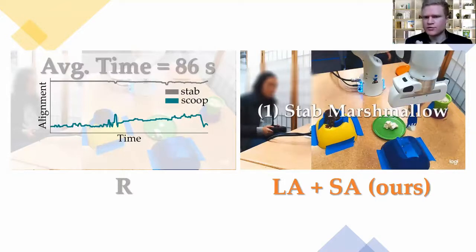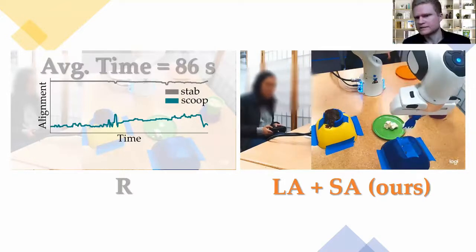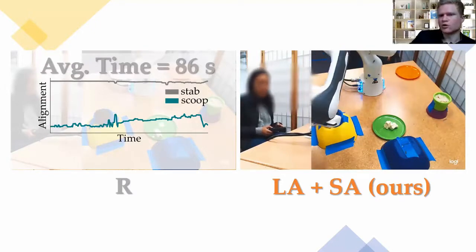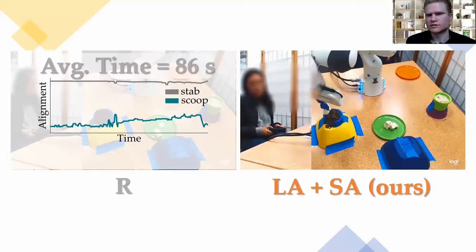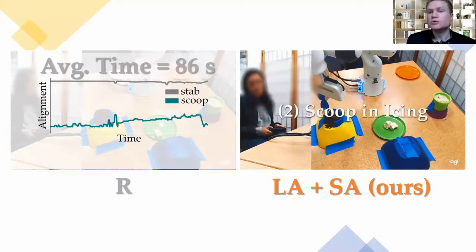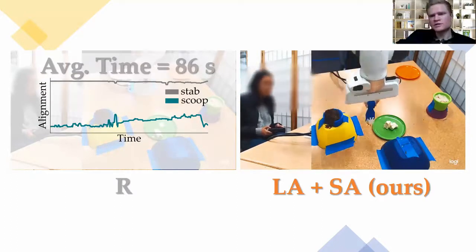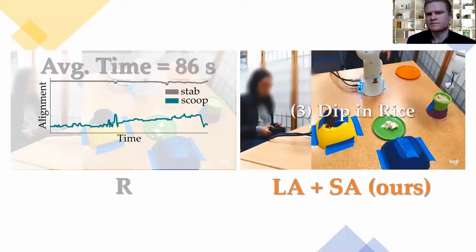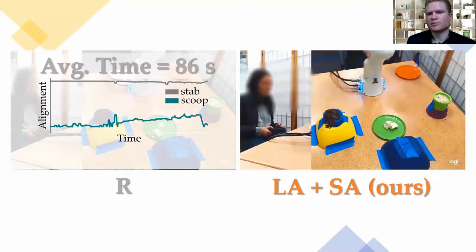Remember, the robot knows that there are a few different discrete goals I might want to reach towards, like stabbing the marshmallow. And once I get to those high-level goals, I can then control the low-level preferences, such as stabbing or scooping, using the latent actions. So you'll notice that the user was able to correctly scoop into the icing to push that onto their marshmallow. Finally, they dip it in rice and put it on their plate.